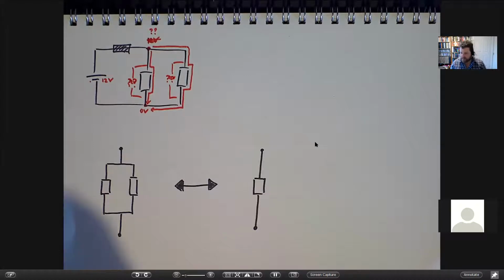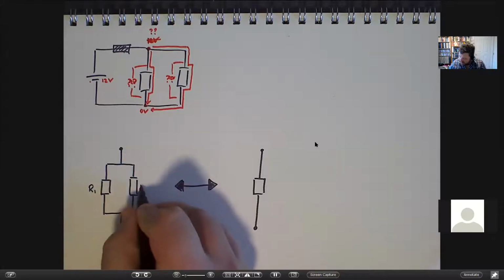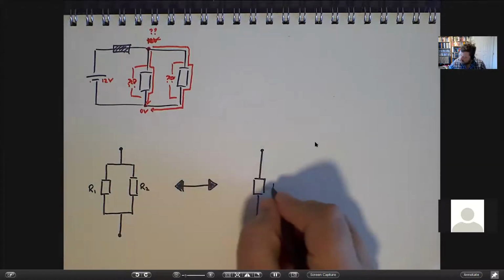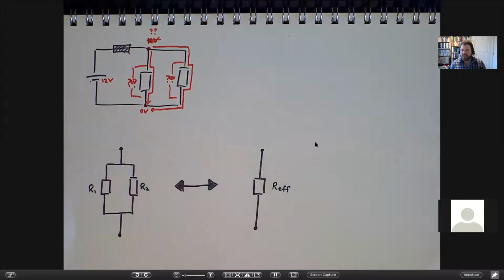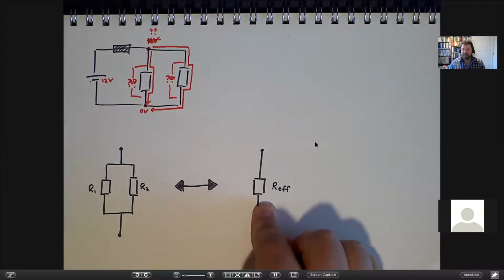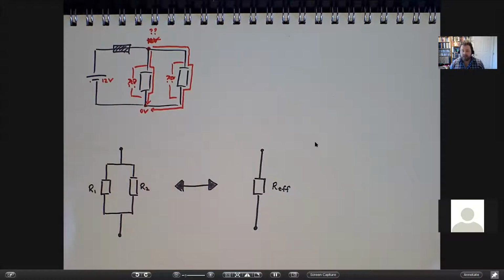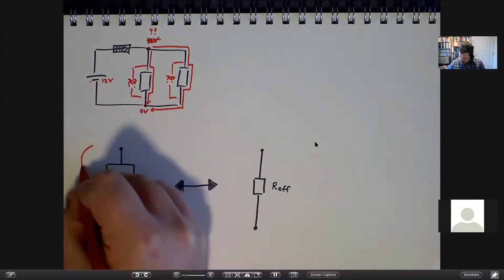All right, so I'm going to say this is R1 here, and this is going to be R2 here, and I'm going to call this guy over here RF for R effective. So the idea is this one resistor here is effectively the same resistance, does the same job as having these two in parallel.